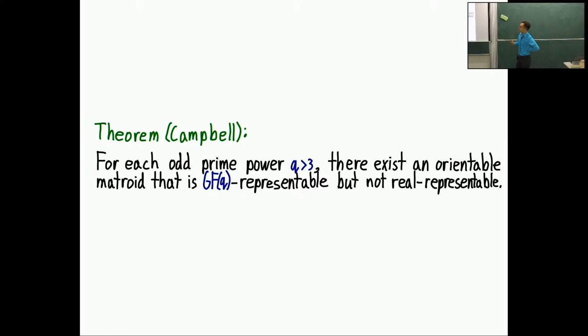The way we're going to be able to be representable over a different field, but not the reals, is by using a property of GF(q) that is not satisfied in the reals.